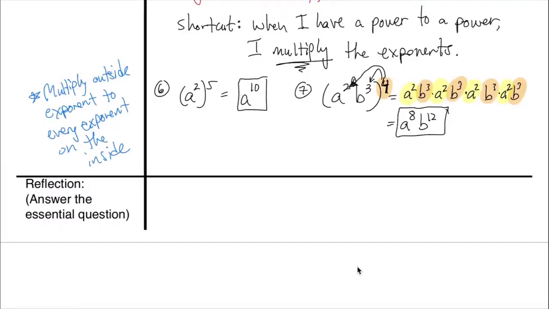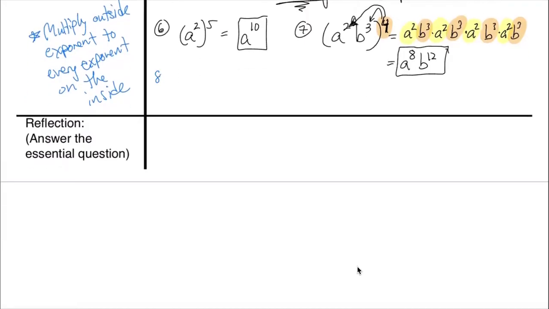All right, we have 2 more examples, and then we're going to be done for today. Number 8, 3x to the 4th, and we're going to raise that to the 2nd power. Now, multiply outside exponent. I'm going to circle that outside exponent. Go ahead and circle that with me. And we're going to multiply that to every exponent on the inside. So it gets multiplied to the exponent 4, so I know I have x to the 4 times 2, which is 8.